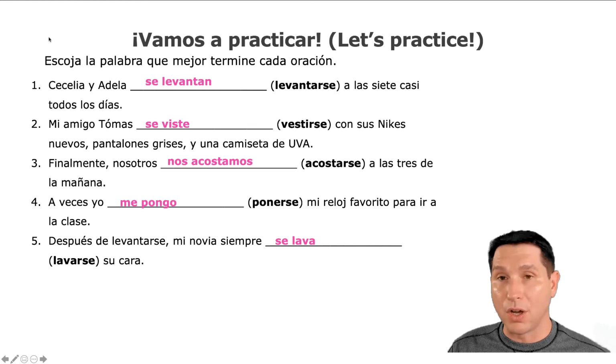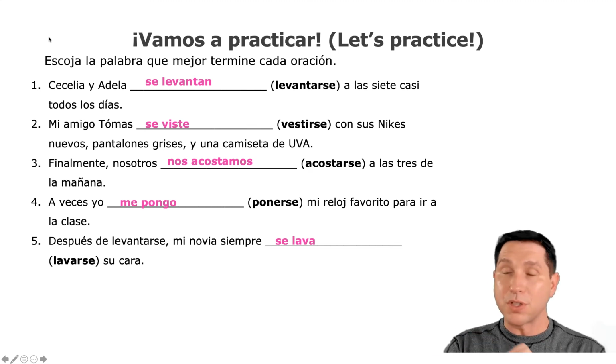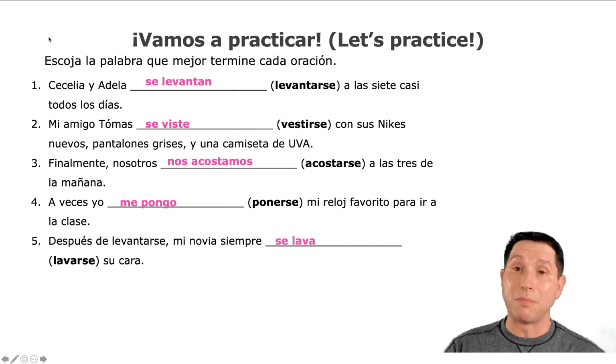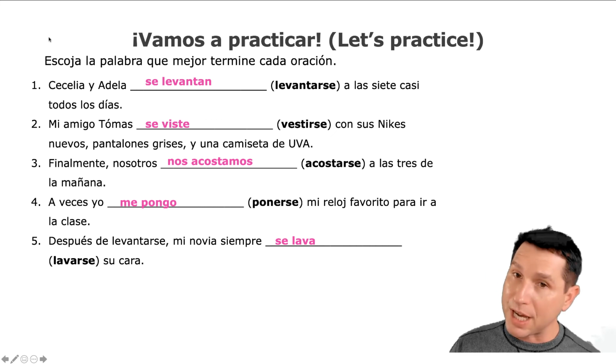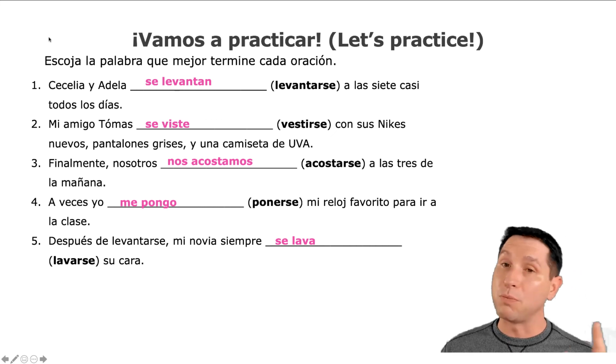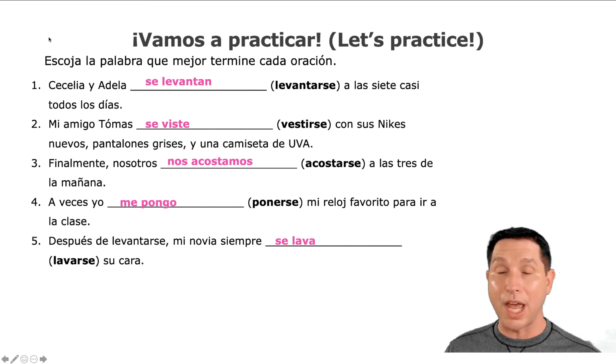Muy bien, chicos. Hoy practicamos los verbos reflexivos y ustedes pueden practicar más con las actividades. Remember, if you have any questions, please let your professor know, and there are more video tutorials to help explain the grammar.